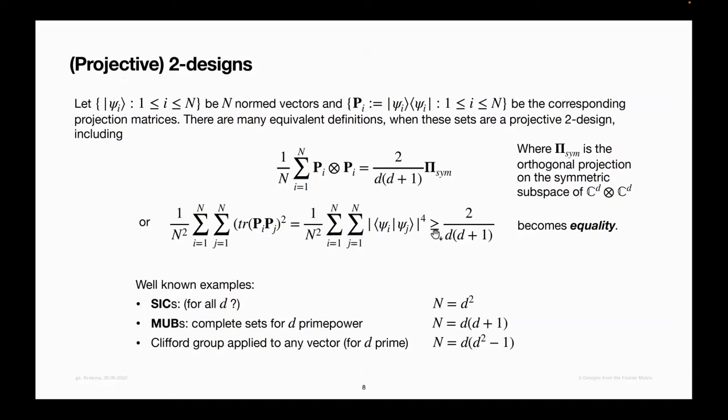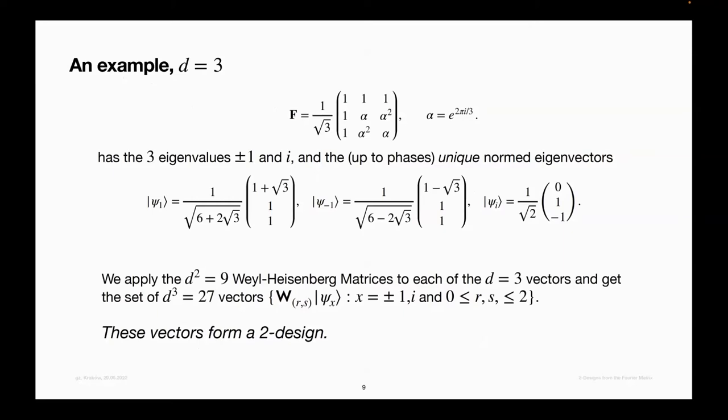Now, what is the construction that I want to show you? This started with one very simple observation, an example in dimension three. The Fourier matrix is this one here, very simple, with the cube root of unity. And it has, in this case, even unique normed eigenvectors, up to phases of course, which I've written down here. There is one for the eigenvalue one, for the eigenvalue minus one, and for i. And if you now take these three vectors and apply to each of them the D squared, in this case nine, Weyl-Heisenberg matrices, you get 27 vectors.